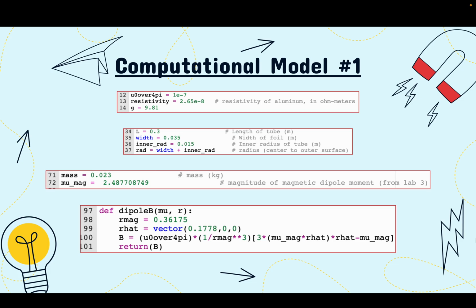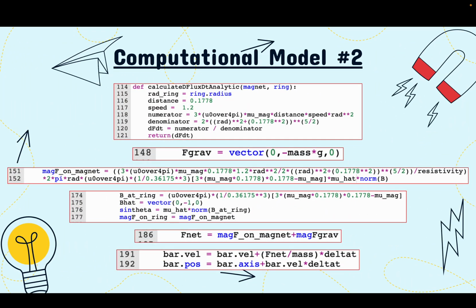For my computational model, the first thing I had to do was set all the initial conditions. You see the constants that were given, and then I measured my tube of aluminum foil by length, width, and inner radius, and then the full radius was calculated. The mass of my bar magnet was about 0.023 kilograms, and the magnetic dipole moment was taken from lab 2. Then I had to calculate the magnetic fields, which I also used from lab 2.